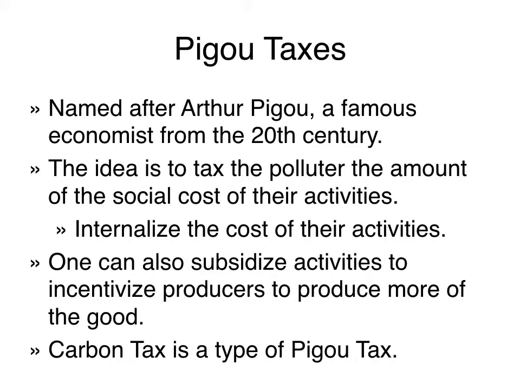In the case of the negative externality, you would want to tax up to the social cost. And for the subsidy, you would want to subsidize up to the social benefit. And it's a particular tax on a particular activity that is causing the negative or the positive externality. And a carbon tax, as is proposed, is certainly a type of Pigouvian tax.